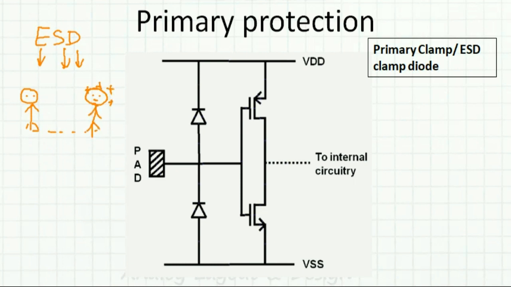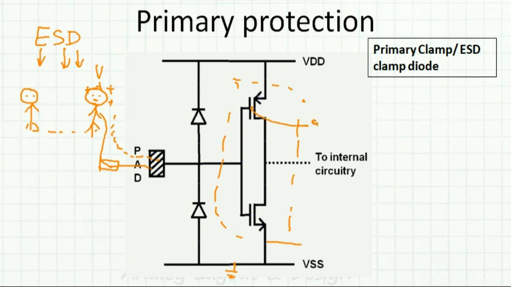So he has got some charge, and if he comes and touches the pin of an IC, and the pin is connected to the pad, then whenever this person is charged, a very big voltage is developed on him, and when he touches this pad, this charge will try to discharge through this path to ground. This is my circuitry, which has some voltage rating, right? All the circuit has thin gate oxide.